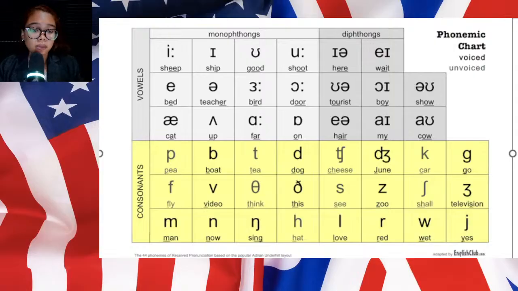Before starting right away with consonants, let's do a quick breathing exercise to really prepare you for this discussion. On my cue, inhale, exhale. Again, inhale, exhale. Okay, all good. Let's start.